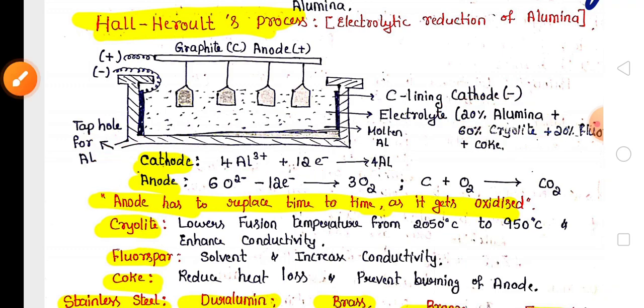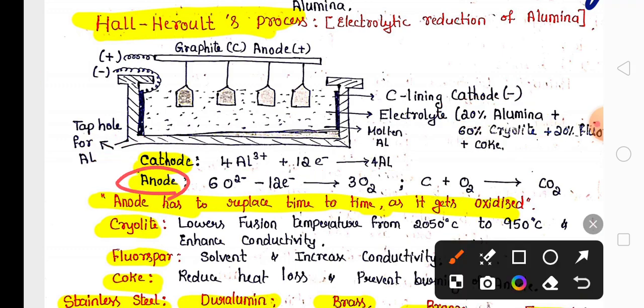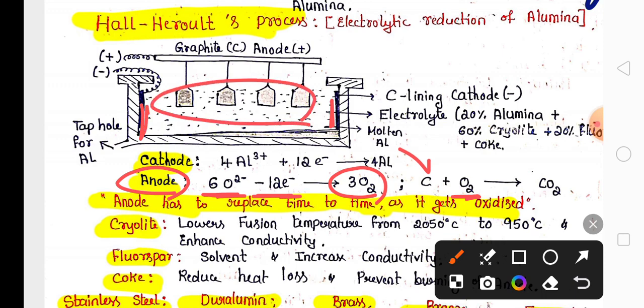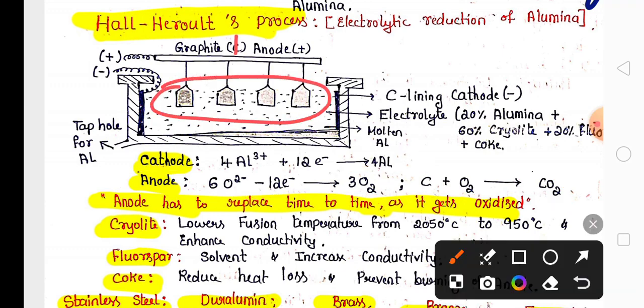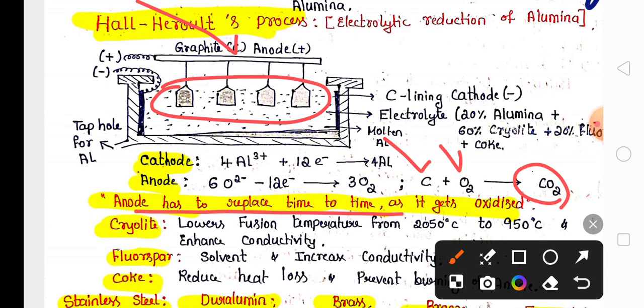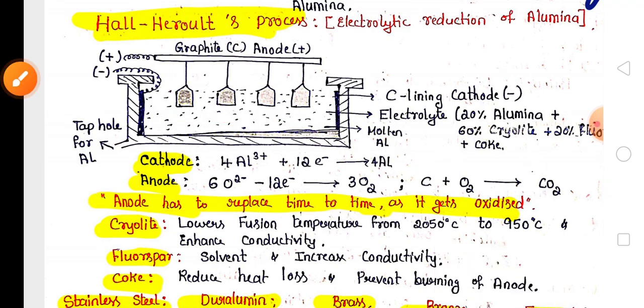Then at the anode, the reaction that occurs is loss of electron, that is oxidation. So whatever oxide ion O2- is there, it will lose electrons to form oxygen. That oxygen combines with the carbon of the anode and converts into carbon dioxide. That's why, as the anode, which is made up of carbon graphite, is oxidized into carbon dioxide, we need to replace the anode from time to time as it gets oxidized. Remember for exam, very important.